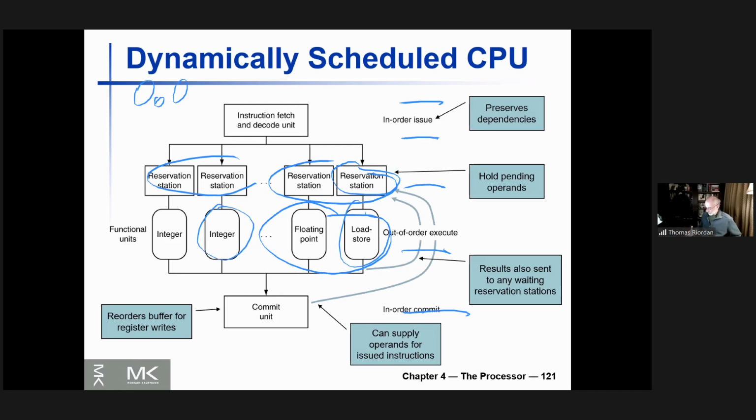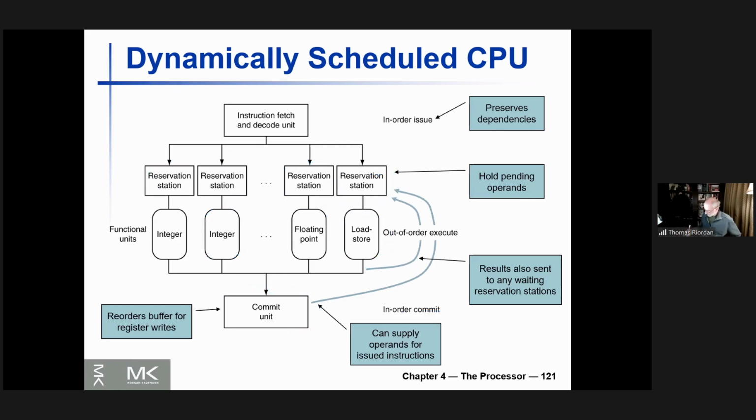And then finally, when you're all done, you have to complete the instructions in order. That's really the other important thing on this slide. You have to do that because of precise exceptions. When you take an exception or an interrupt, you have to make sure that all the instructions before the one that takes the interrupt are done, and none of the ones after it are done. So in order to do that, you have to commit the instructions in order.